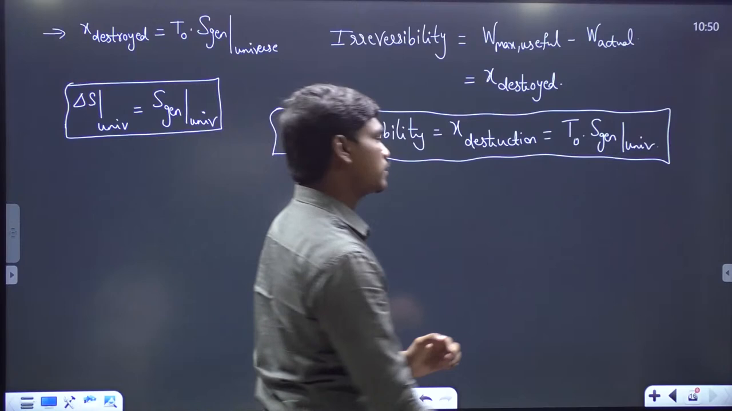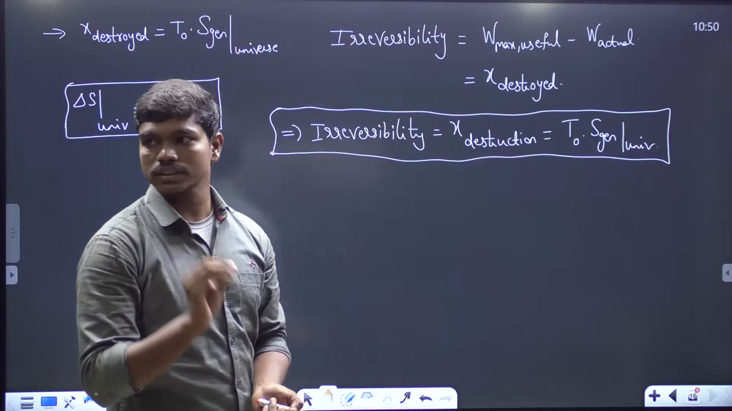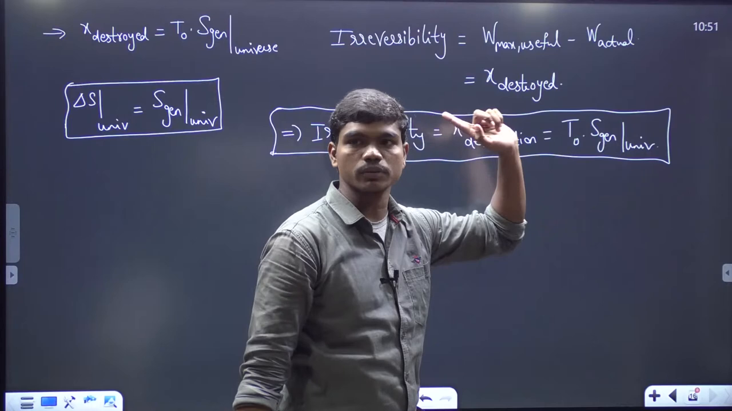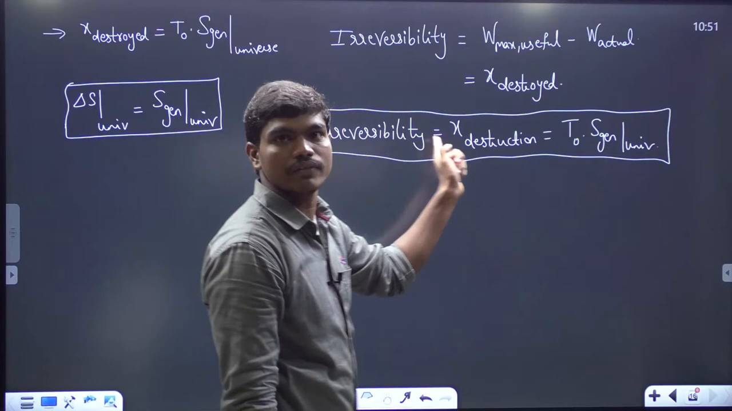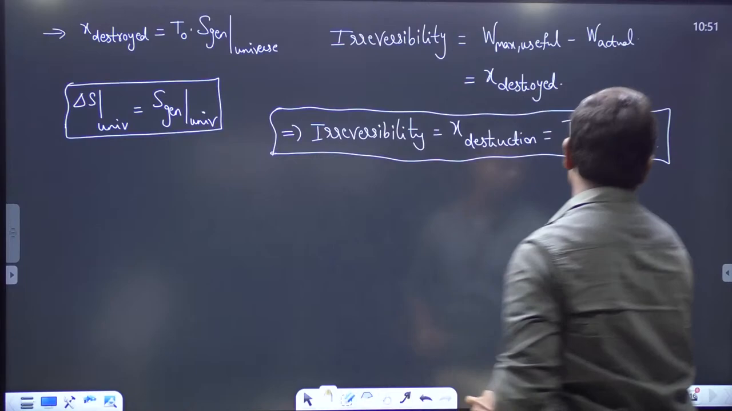Okay, so please make a note. So this is what we have. So for a system, now you know if the system is executing a process, we know how to find this delta S of universe, correct? We have learned in entropy chapter how to find the total entropy change of universe. So if you know this, T naught will be given, which means you can calculate the irreversibility that is lying within the process, correct?